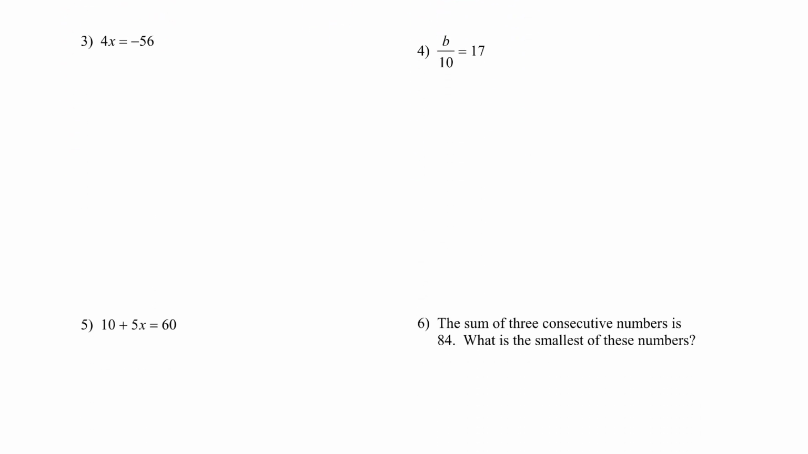Okay, let's take a look at number 3. I have 4x equals negative 56. Now, this is technically 4 times x. There's some multiply in there. To undo multiplying, I need to divide. So I'm going to divide both sides by 4. So I'm going to divide by 4 and divide by 4. So x is equal to negative 56 over 4.